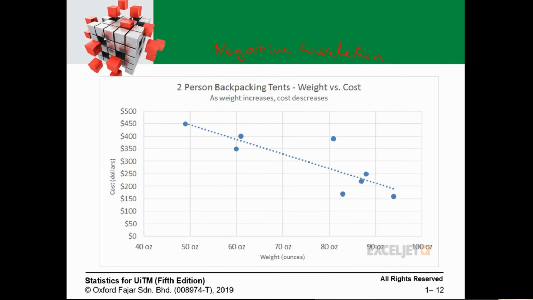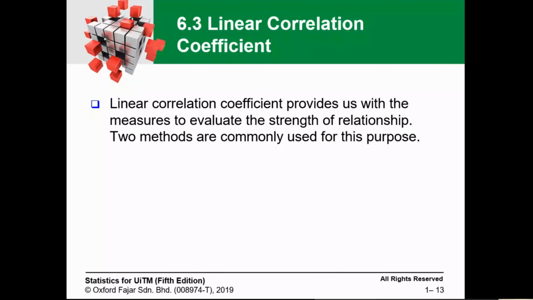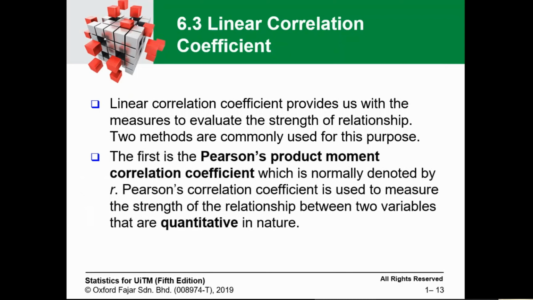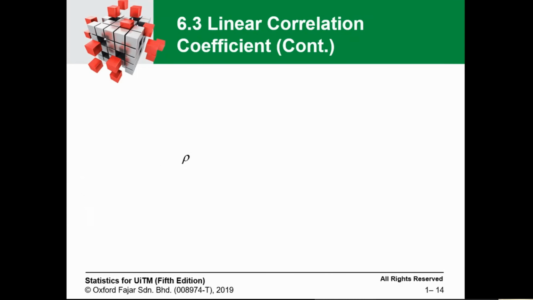Okay, so today we're going to talk about the linear correlation coefficient, and we're going to learn how to calculate it. If you remember, yesterday the coefficient calculates for us the relation between the variables. The linear correlation coefficient provides us with measures to evaluate the strength of the relationship. Two methods are commonly used. The first method is Pearson. The second method is called Spearman.